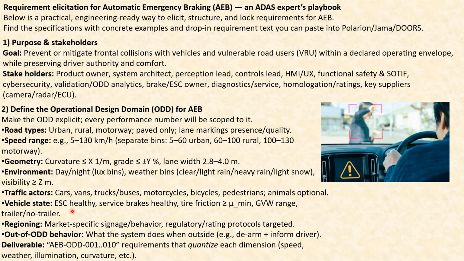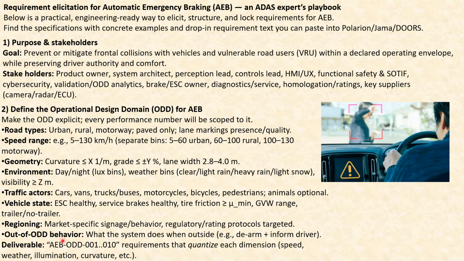And when it comes to vehicle state: electronic stability control healthy, service brakes healthy, tire friction greater than a specified mu. And gross vehicle weight range, whether it has a trailer or no trailer, all must be considered. And when it comes to regioning: market-specific signage behavior and the regulatory rating protocols targeted. So for India there may be separate protocols, for America there may be separate protocols. So these protocols must be clearly outlined.